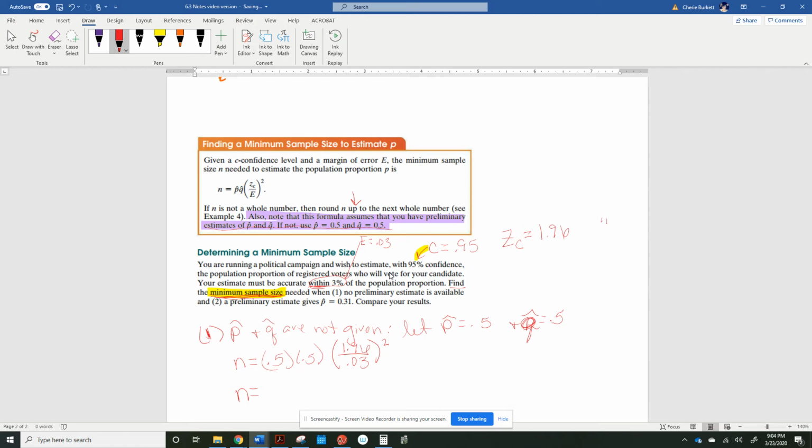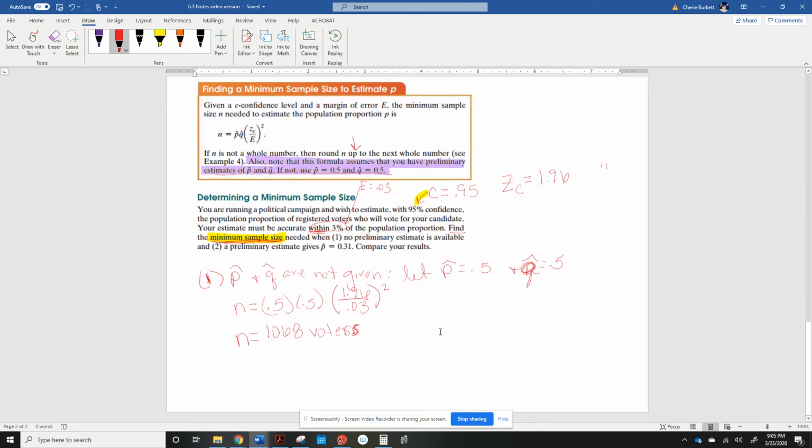So it comes out to be a decimal. I don't remember what the decimal is, but I'm going to round up to 1,068 voters. That's how many I need, voters. I need 1,068 voters in order to get a 95% confidence interval with a margin of error of 0.03. Anything smaller, and I will not have this kind of error, or I will not have that kind of confidence.